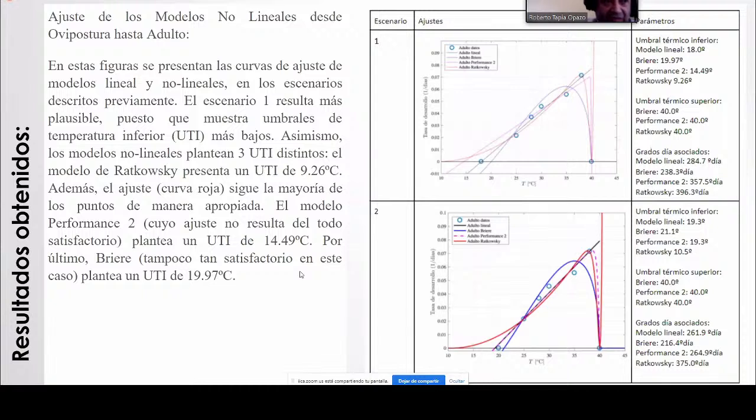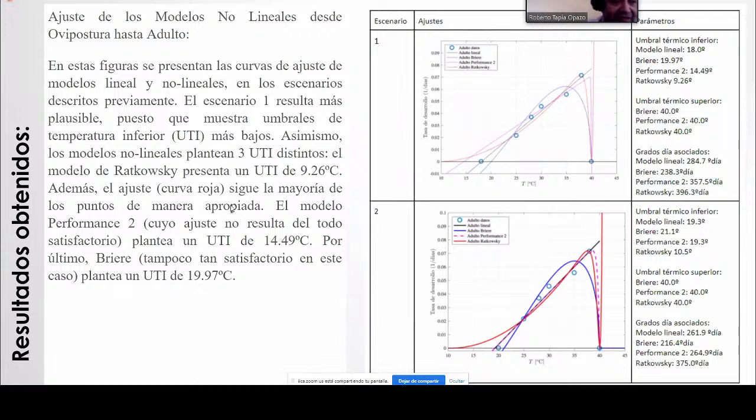And for the main adjustment of nonlinear models from the egg laying to adult stage, we work with different scenarios. We did not just run scenario one, which was to have direct results as we get them, but we had certain hypotheses as well. That's why we have more than one scenario in the analysis. In the figures, you can see the adjustment curves for linear and nonlinear models from the scenarios that are described. Scenario one seems to be more plausible as it has lower temperature thresholds. And the nonlinear models suggest three different minimum temperature models.